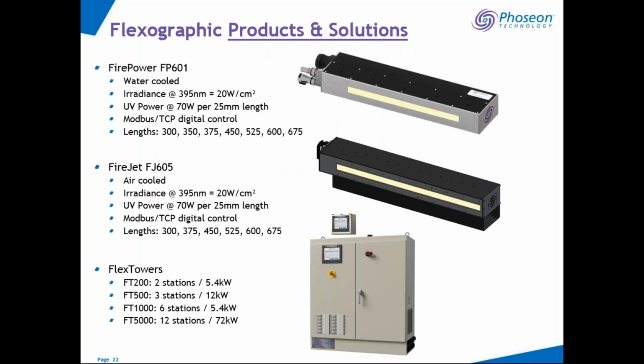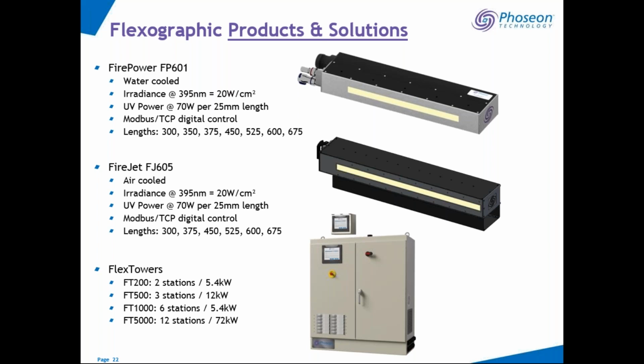Moving into some of the products that we have. So we've talked about the technology and those key elements that are needed. Now we're going to turn a little bit just to some of the products that we have in the marketplace today. We have a water-cooled and an air-cooled solution. The FP601 and our FireJet FJ605 is an air-cooled solution.